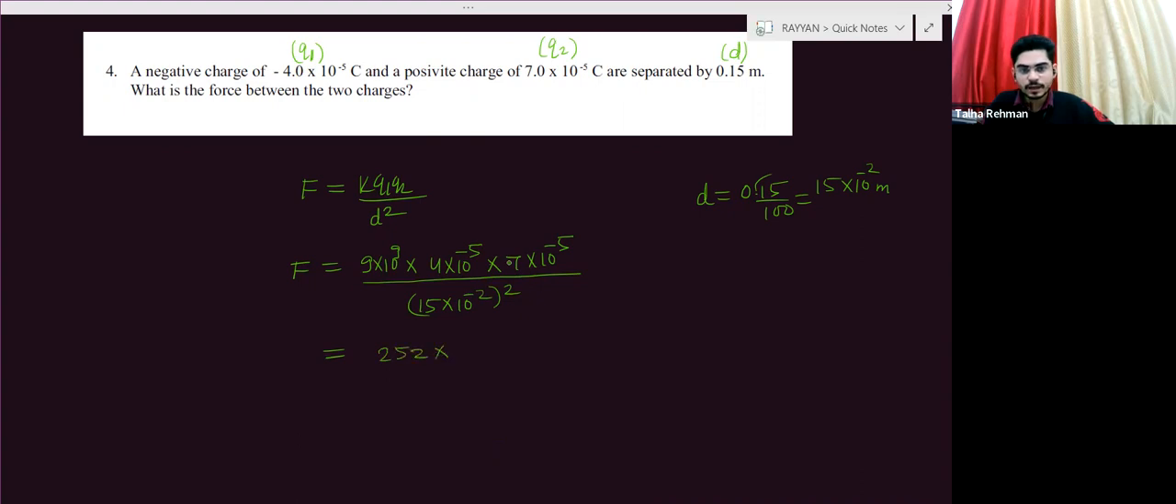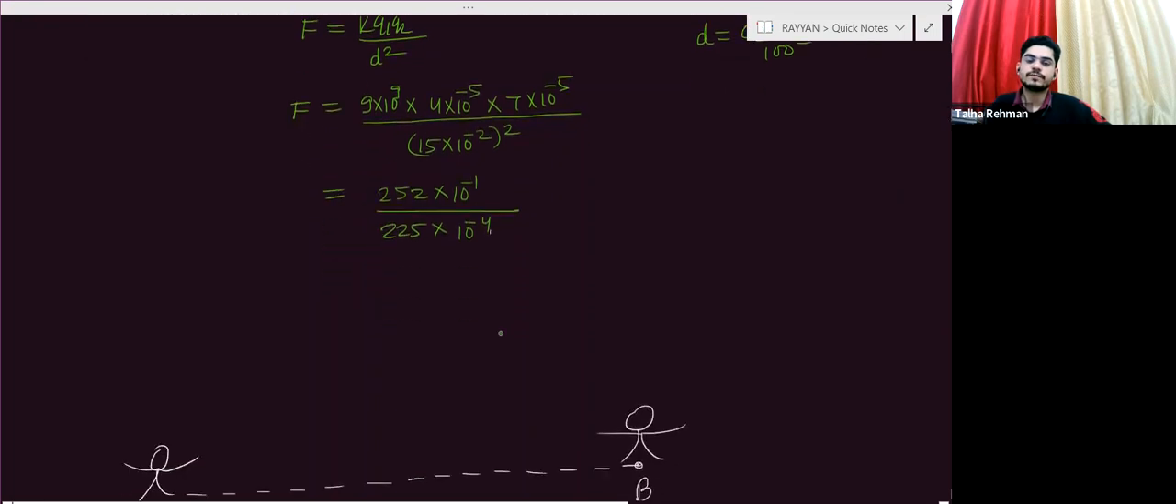252 into, see this, this is 10 to the power minus 5, 10 to the power minus 5, so 10 to the power minus 10, plus 9, it will become 10 to the power minus 1. And here is this square: 15 square and 10 to the power minus 2 square. 15 square means 225, and 10 to the power minus 2 square means 10 to the power minus 4. So when you divide this, it will become 252 over 225, and here is your 10 to the power minus 1, here is your 10 to the power 3.